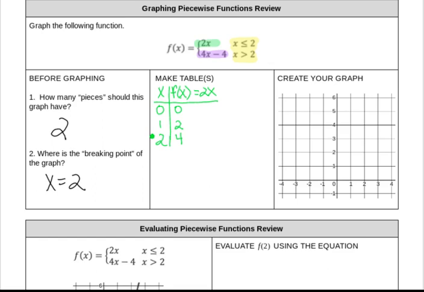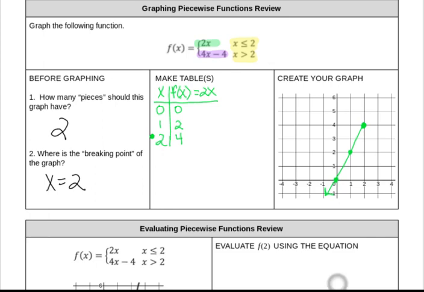So I'm going to go ahead and actually graph that. So 2, 4 is going to be a closed circle. And then I know the point 1, 2 is right here. 0, 0 is right here. And this is just a line, so I'm just going to connect them. That was not straight, sorry. And draw an arrow because this is going to keep going for all x values to the left here.